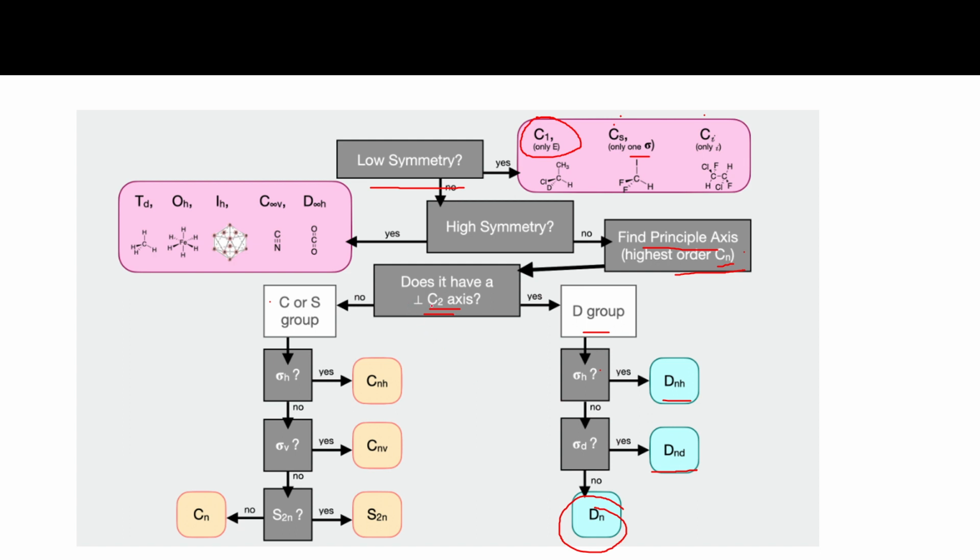And for those which are not perpendicular to the C2 axis, if sigma H is present, that will be Cnh. If sigma V is present, that will be Cnv. And if there is no sigma H, no sigma V, maybe there is a possible S2n rotation. If yes, that will be S2n. If no, that will be Cn.